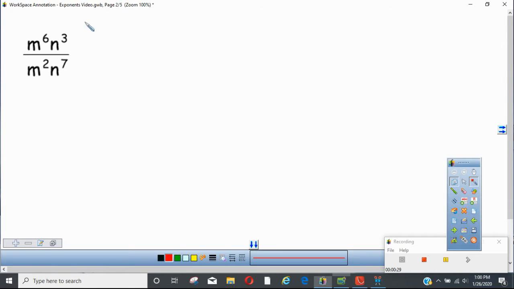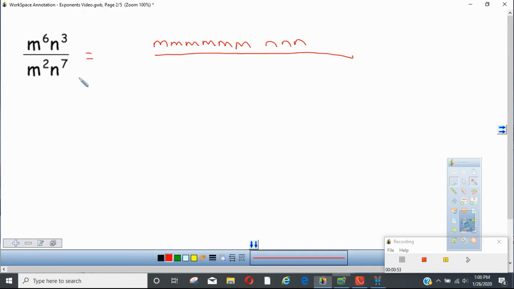So first off, I'm going to show you, and this might scare you off, but we're only going to do this once to help explain why subtracting works. M to the 6 would mean that we have 6 m's. So 1, 2, 3, 4, 5, 6. And we have 3 n's. 1, 2, 3. And then on the bottom we have 2 m's and 7 n's. 1, 2, 3.